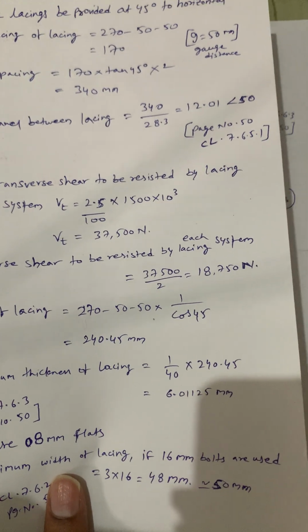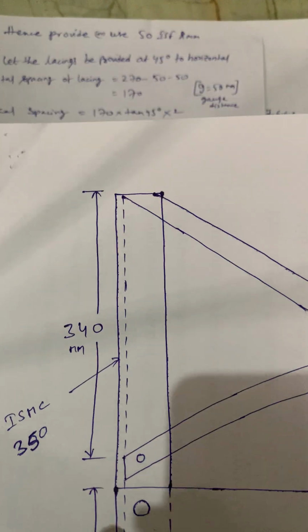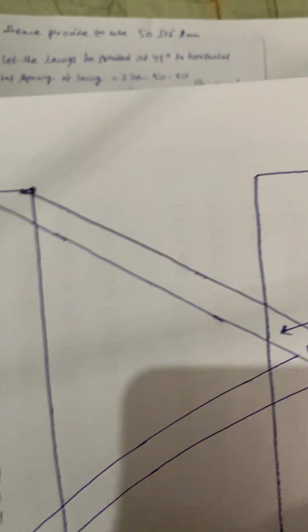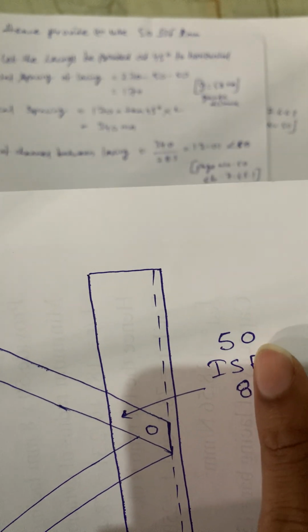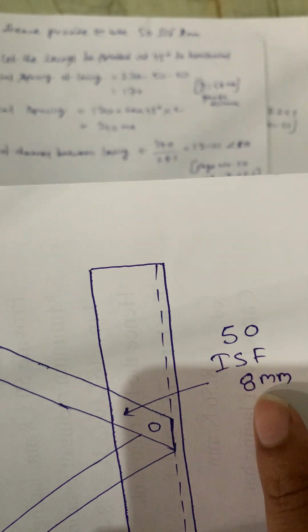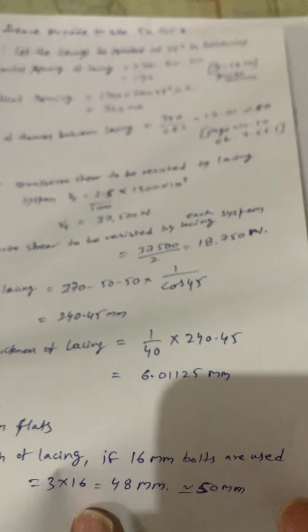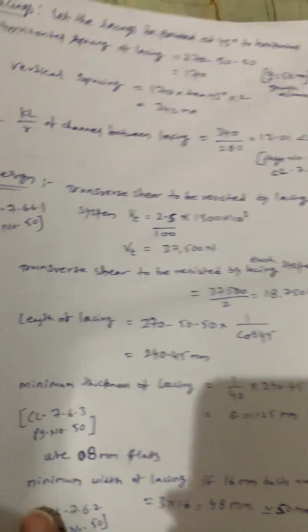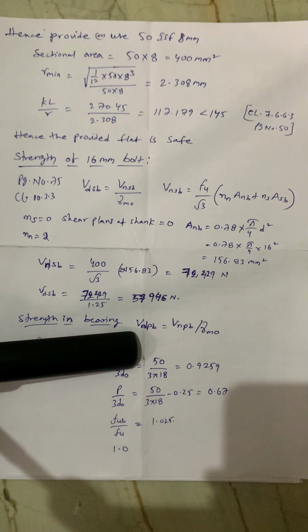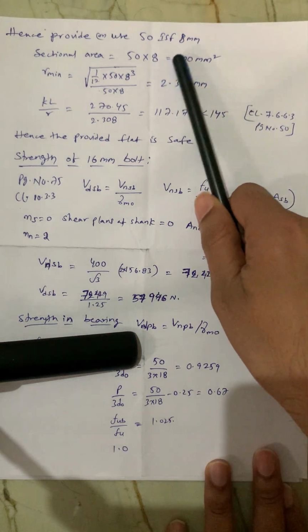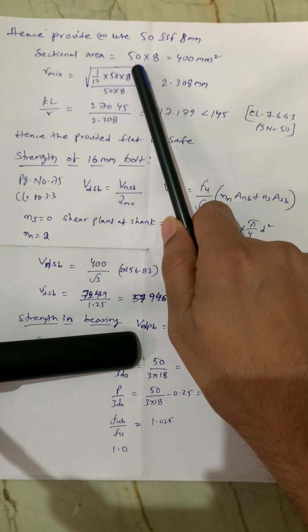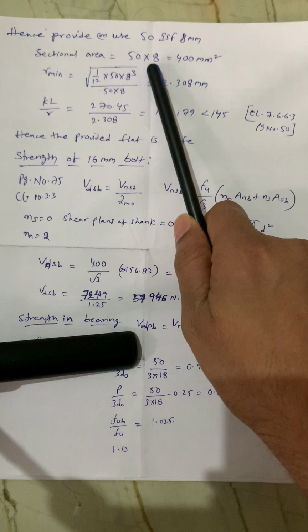So I'll show you in the diagram. So this is the width of the lacing flat, and this is the length of the lacing. 50 ISF, Indian Standard Flat, 8 mm. Okay, so like that we got 50 here and 8 mm is here. So 50 by 8 mm. And next, hence we provide 50 ISF 8 mm.